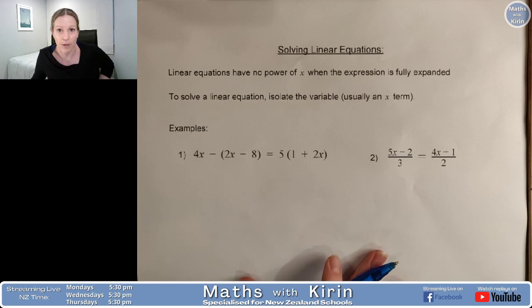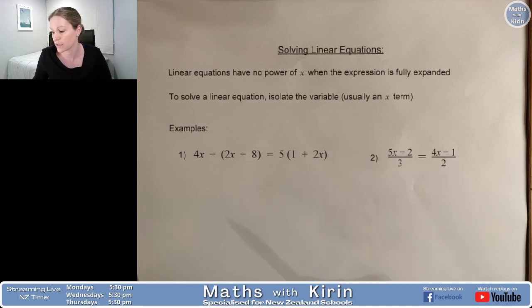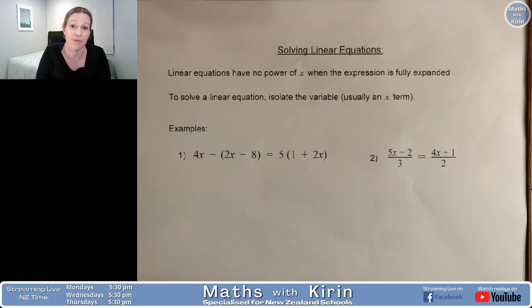So solving linear equations, we want to isolate the variable. Quite often in maths it's an x, but it doesn't have to be. It could be any letter. We just want to isolate that variable, so we think about getting it on one side of the equal sign and all of the numbers on the other side. Once we've done that, we can figure out what the value of x is.